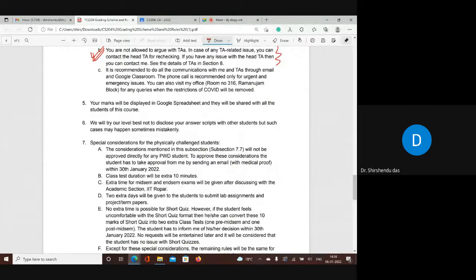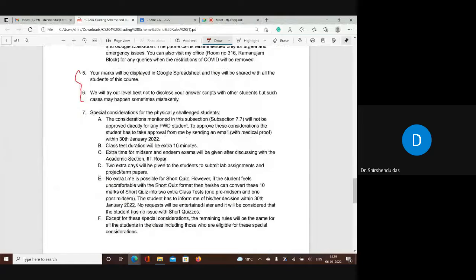There will be a Google Spreadsheet shared with all of you, and your performance in every class test, quiz, and mid-sem will be displayed there. We do this because of transparency. Everyone will know how many marks they are getting, where they are lacking, and how many students are getting more marks than them. So you can judge yourself and decide how much more time you need to spend on this subject. So you have to understand these 2 points also. These are important. I think most of the important points I've discussed.